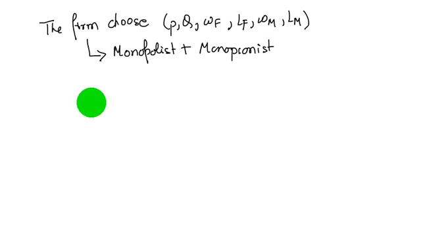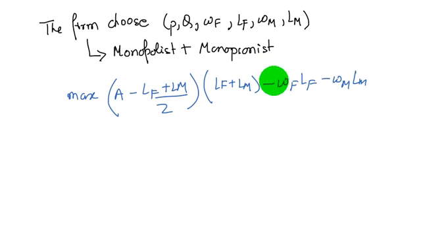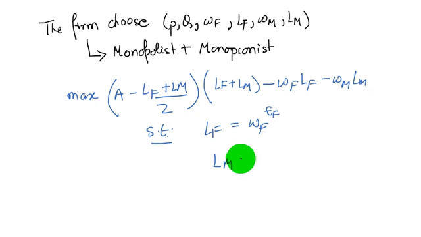Now the firm chooses the following, since it's a monopolist as well as a monopsonist. Maximize, by elimination of P and Q, (A minus (LF plus LM) by 2) into (LF plus LM) minus WF LF minus WM LM, subject to LF equals WF epsilon F and LM equals WM epsilon M.